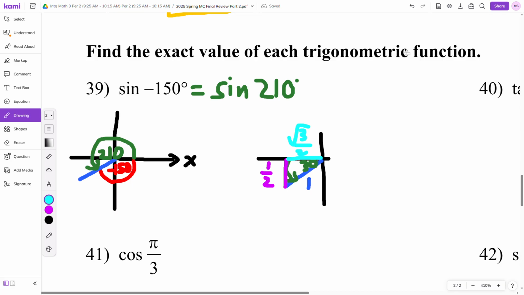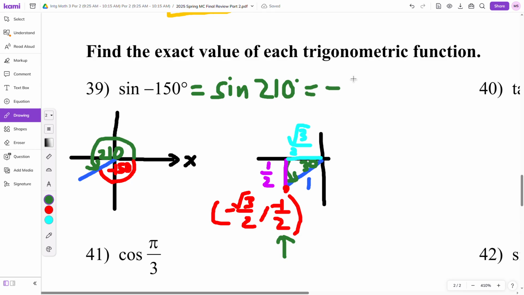And they don't care about the x value. They don't care about it being left root 3 over 2. They care about how far down this goes. So this coordinate here is negative root 3 over 2, comma, negative a half. And the sine is simply this value right here. It's just the y value. So the answer is negative a half. Lovely. Number 40.